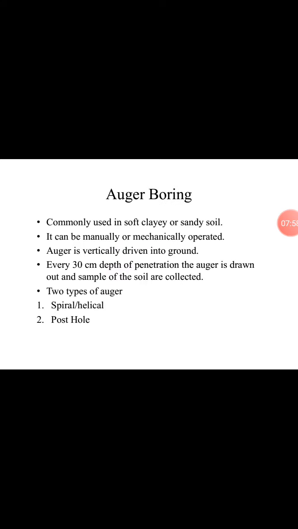First is auger boring. It is commonly used in soft clay soil or sandy soil, and it can be manually or mechanically operated. The auger is driven vertically into the ground by rotating its handle and pressing down during the rotation. At every 30 cm depth of penetration, the auger is drawn out and a soil sample is collected. Two types of auger are generally used: first is spiral or helical, and second is post hole.